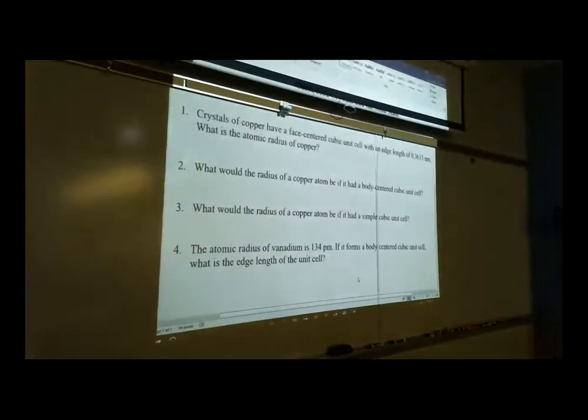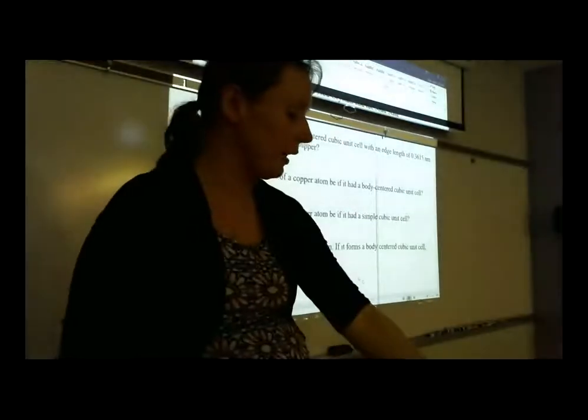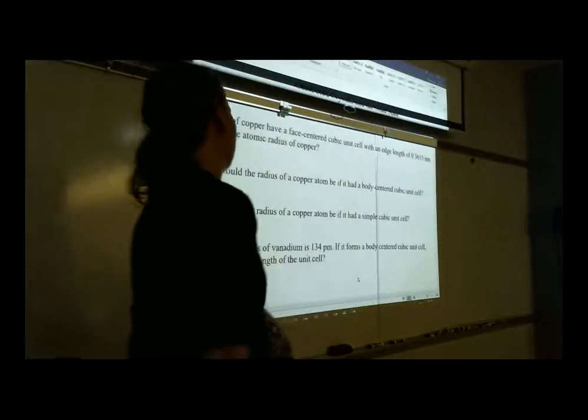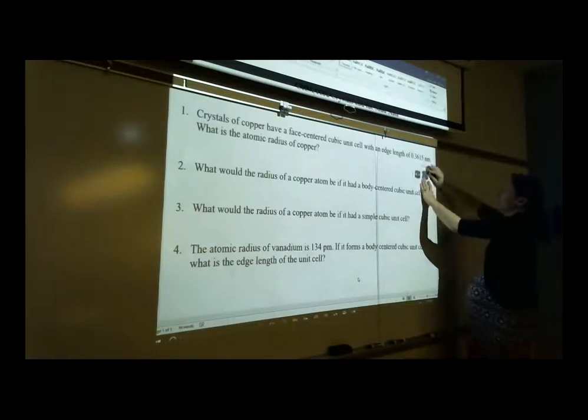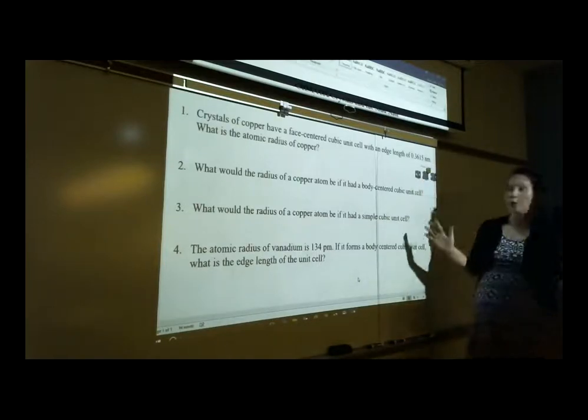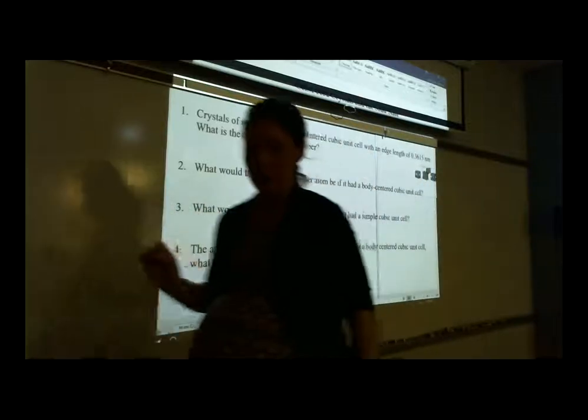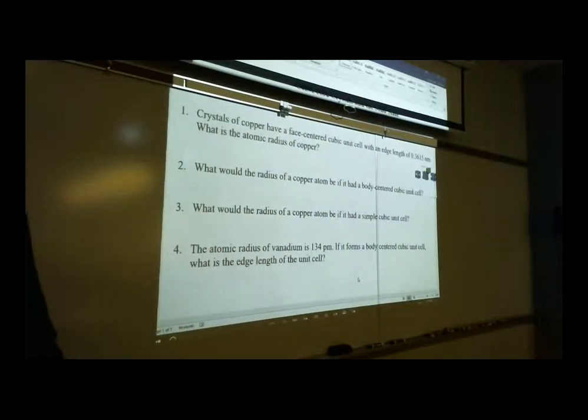All right, let's go through these. Converting between edge length and radius, radius and edge length. Again, I will give you the handout with these formulas. You just need to be able to use it. This is important prerequisite knowledge for what we're doing on Wednesday, which is why I want to spend the time today going over it.